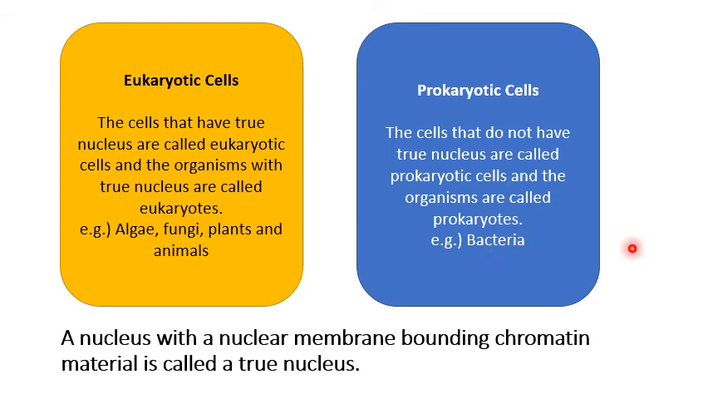In bacteria, the hereditary material is DNA only. It lies suspended in the cytoplasm and is not arranged in a chromatin network. A nuclear membrane is absent here. So, in bacteria, a true nucleus is not found. That is the reason why they are known as prokaryotes. Now, what is this true nucleus? A nucleus with a nuclear membrane bounding chromatin material is called a true nucleus.